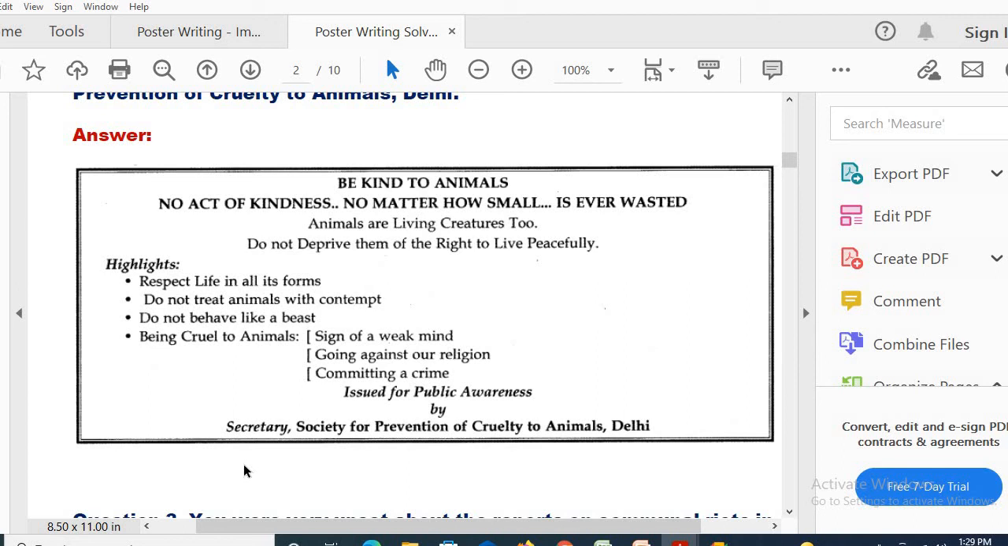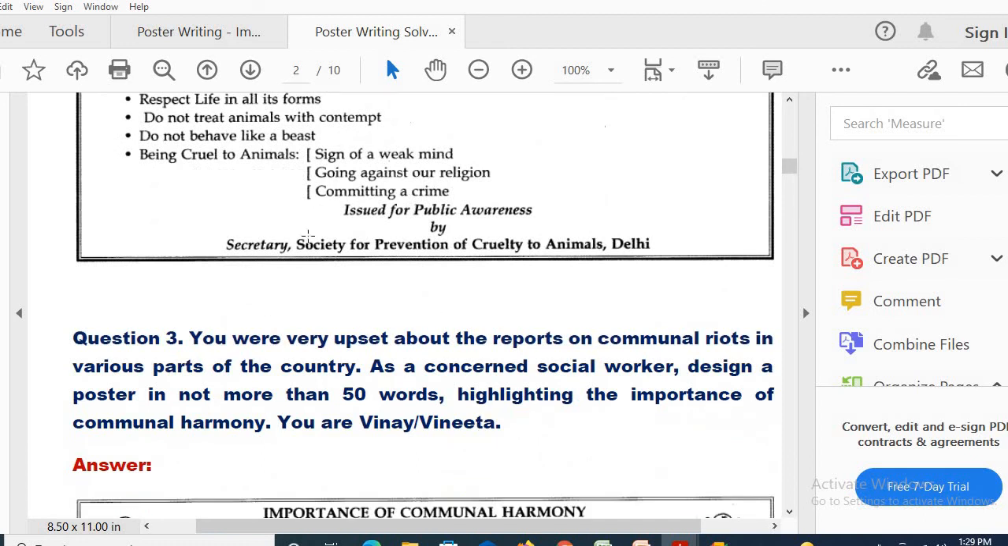Illustration, if you can do, well and good. If not, then make sure the content that you are framing is written properly. And finally, after writing all these points, remember the issuing authority has to be mentioned. So see here, issued for public awareness by Secretary, Society for Prevention of Cruelty to Animals, Delhi.